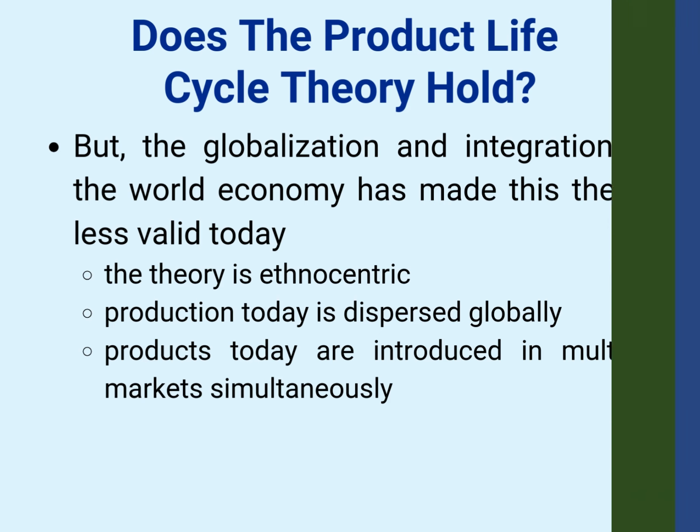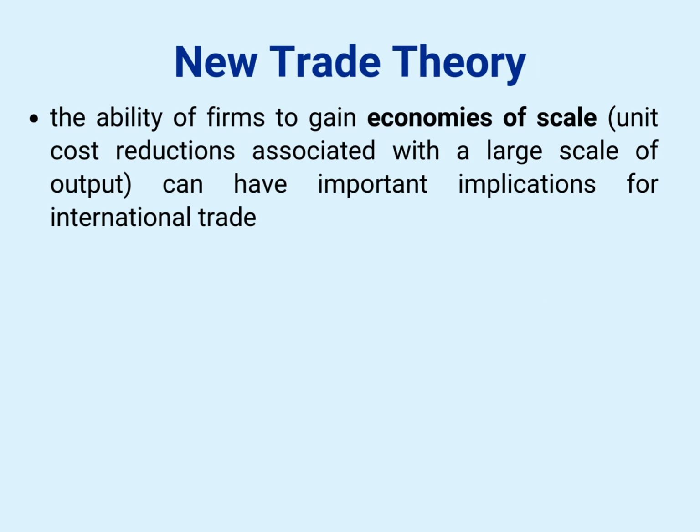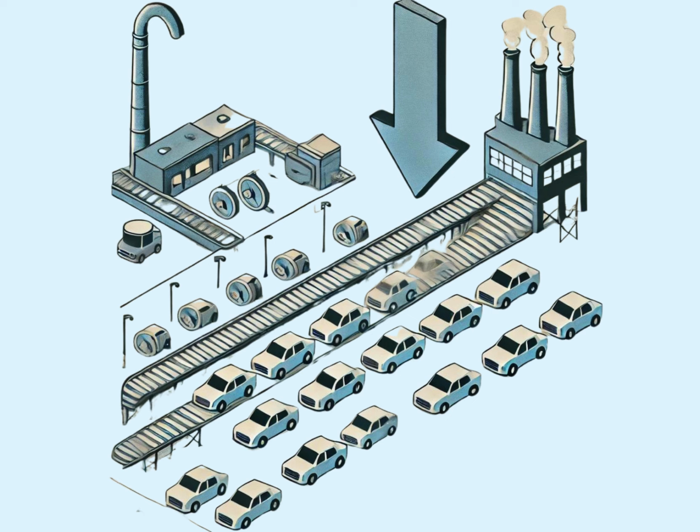A new trade theory emerged in the 1980s, suggesting that the ability to achieve economies of scale plays a crucial role in international trade. Economies of scale occur when the cost per unit of production decreases as output increases. For example, in the automobile industry, large companies like Toyota or Ford produce millions of cars each year.